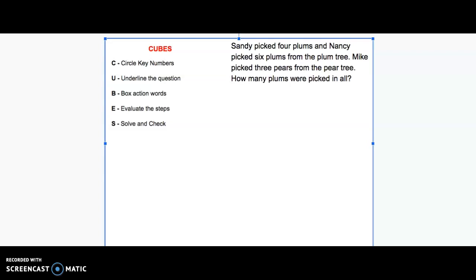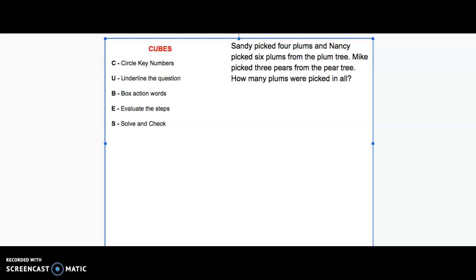Today I'm going to teach you how to use the CUBES strategy. So the first thing you want to do is read the word problem. Sandy picked 4 plums and Nancy picked 6 plums from the plum tree. Mike picked 3 pears from the pear tree. How many plums were picked in all?